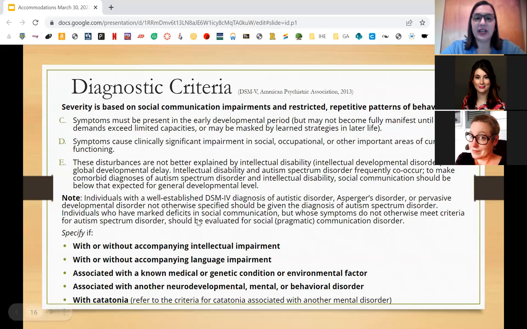If someone was previously diagnosed under the DSM-4, they typically are going to meet the criteria for autism spectrum disorder under DSM-5. And then that is always specified with or without intellectual impairment, language impairment, whether it's associated with a known factor. There is no one factor that causes autism. So, we look at a variety of genetic factors and environmental factors. And then also if there's another mental or behavioral or neurodevelopmental disorder.